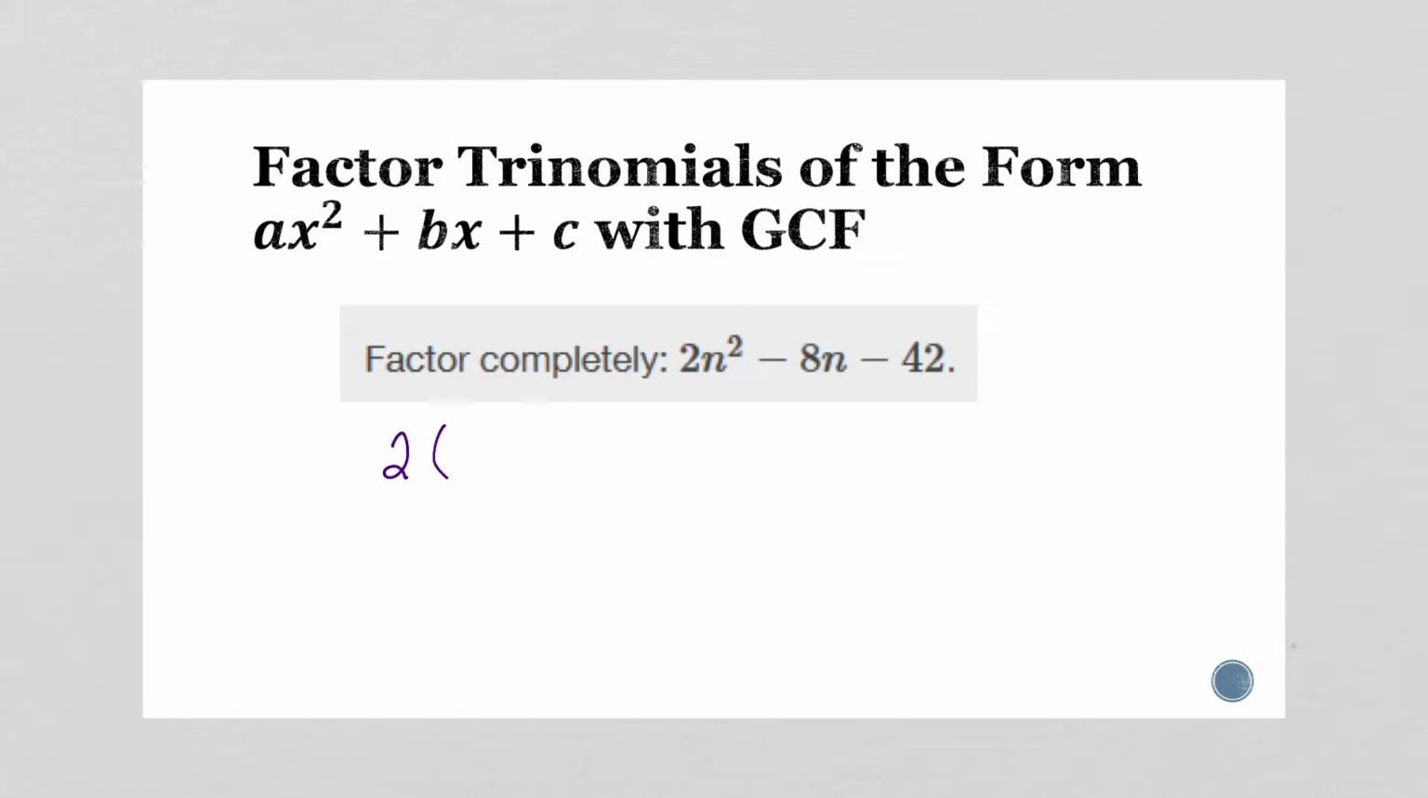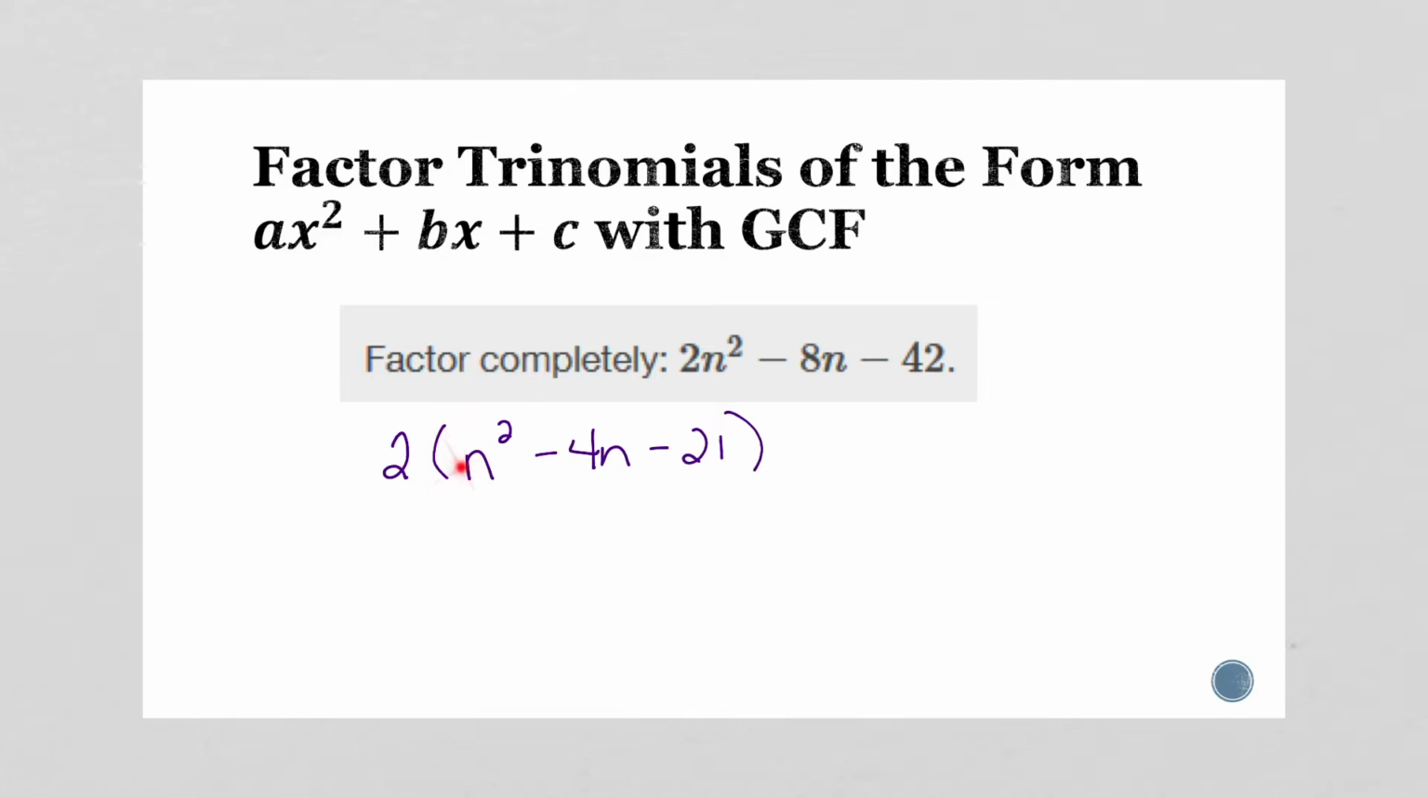Now, I want to look at each piece and divide by 2. This divided by 2 is just n squared. Negative 8n divided by 2 is minus 4n. And then negative 42 divided by 2 is minus 21. And right now, this is all we know how to do. Oh, no, that's a lie. In that last section, I taught you how to factor something with a leading coefficient of 1. So let's see if this thing is factorable. It may or may not be.